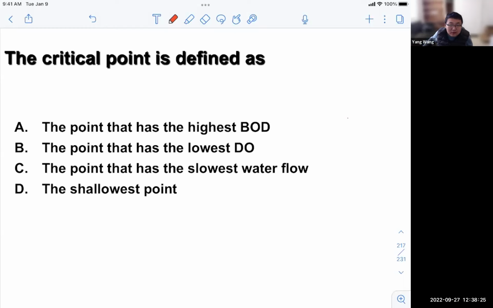Okay, so let me share the results. Right, so all of you got it right. The critical point is going to be the point that has the lowest DO.